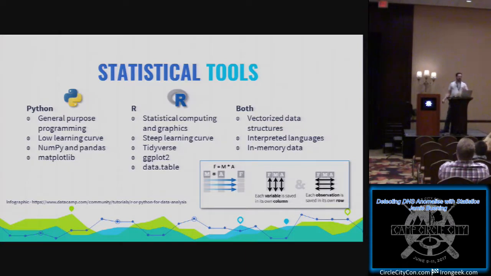Gplot 2 is similar to Matplotlib. It allows all the graphing and visualizations. And I added data table here. In both Python and R, there's an idea of data frames. Data table takes that idea a little bit further and is designed to be very fast with larger data sets.